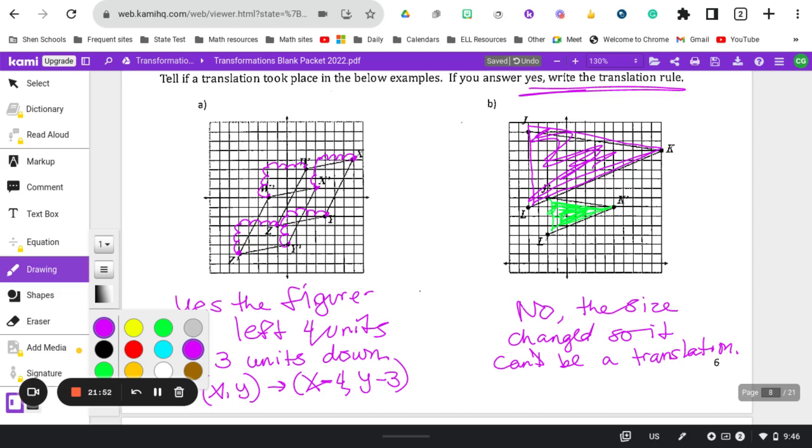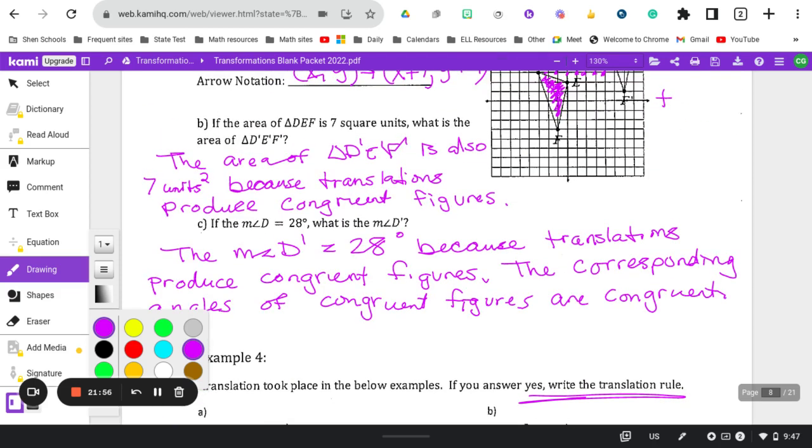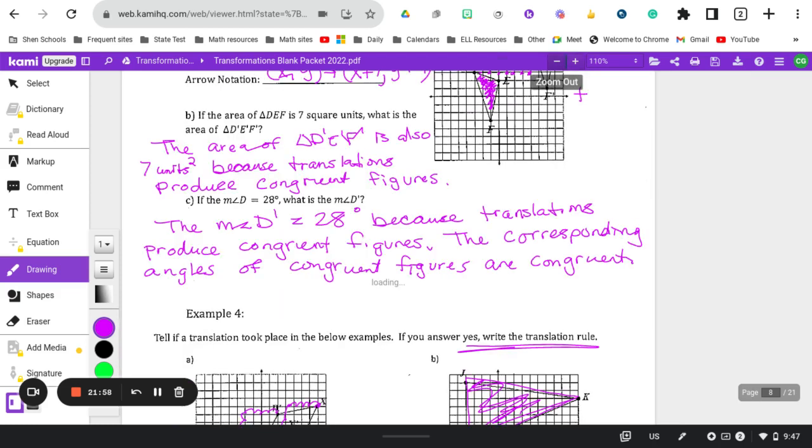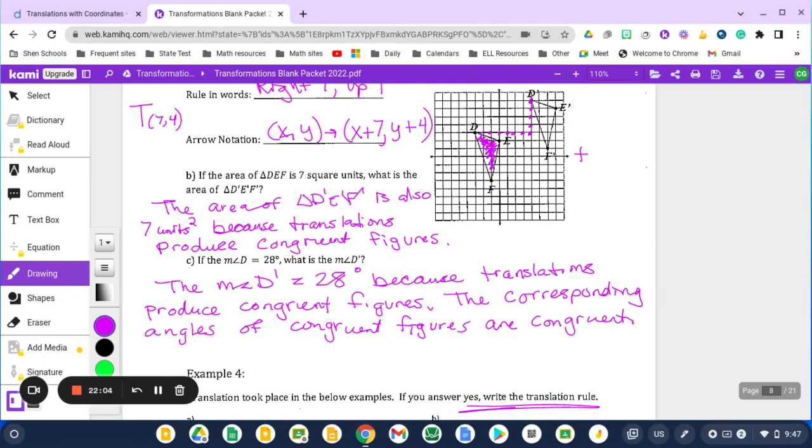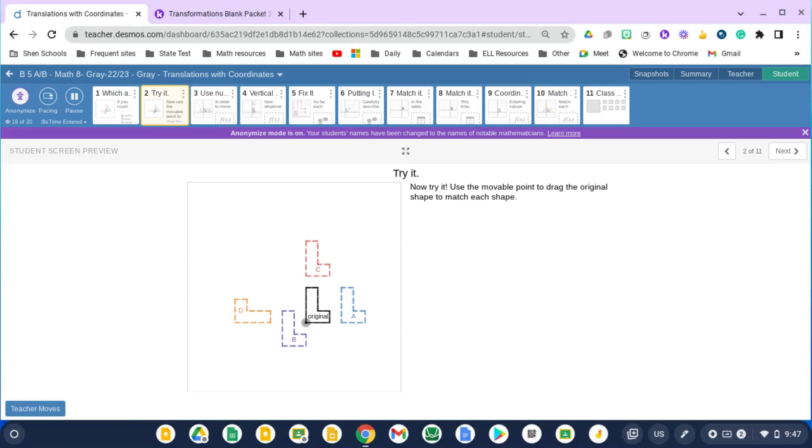If you did not do the Desmos the other day, then you'll want to make sure that you do the Desmos. And I can't bring that up. I don't know how to bring that up on here. Here it is. Okay.